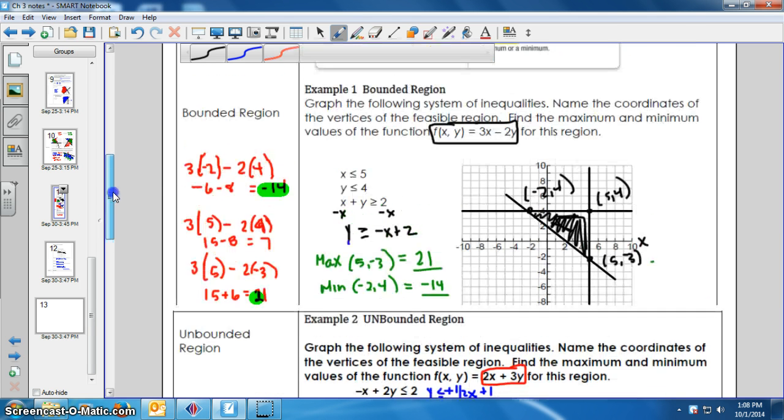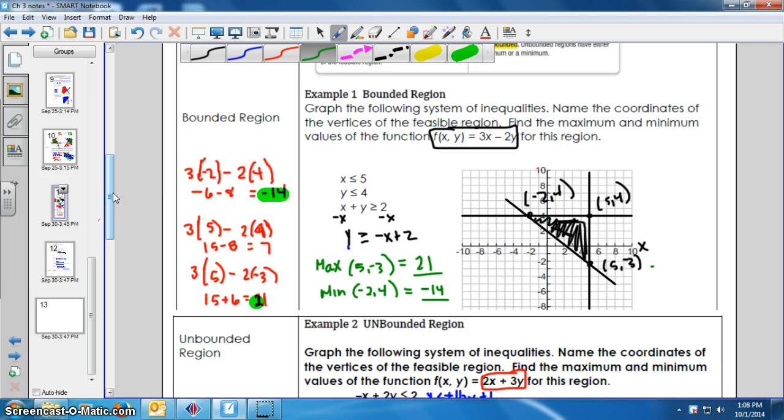All right, go ahead and look at the next example on your own. Those do need to be changed into slope-intercept form first before you graph, and then shade, and then identify those vertex points, plug it in, and find your minimum and maximum. So I'd really like for you to pause the video and try that one on your own. You can always hit play if you need a little help along the way.